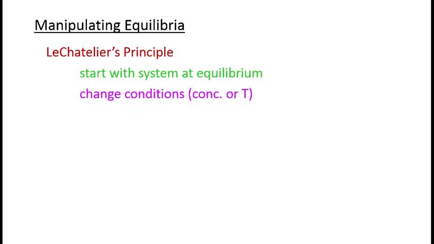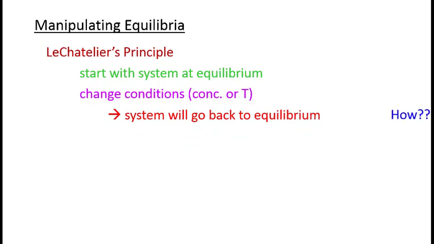We are going to use a principle called LeChatelier's principle. Again, we start with a system that is already at equilibrium and then change the conditions. We'll change the concentration of one of the components of the equilibrium, or we'll change the temperature. What LeChatelier's principle states is that the system will eventually go back to equilibrium. That's actually a pretty easy concept, but the question for us is how.